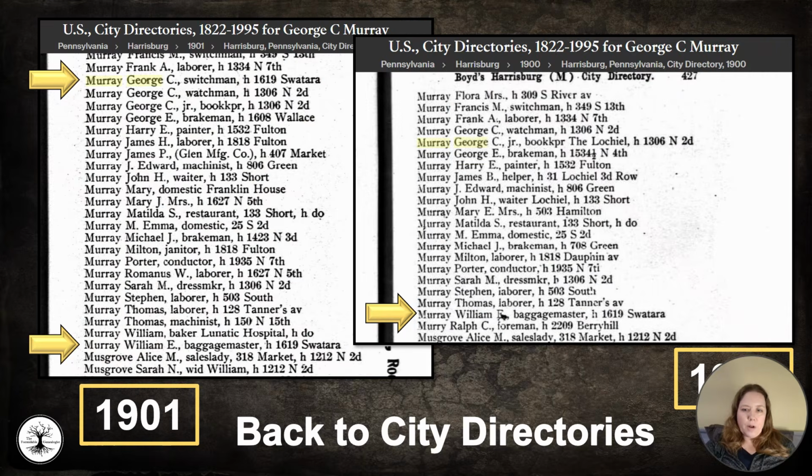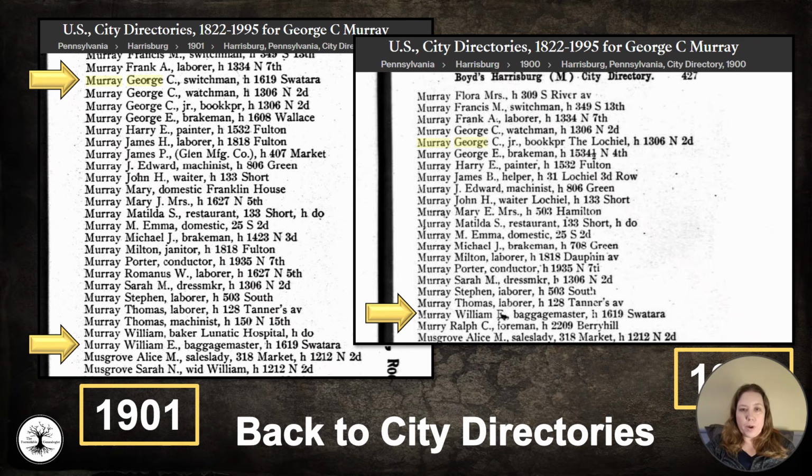So, having followed all records for those sons and still being pretty confident in my theory, I need to try to find something to link Wheeling George to George C. Murray in 1910. So I'm going to go back to city directories and look at the Harrisburg city directories. I checked in 1901. There are 3 George C.